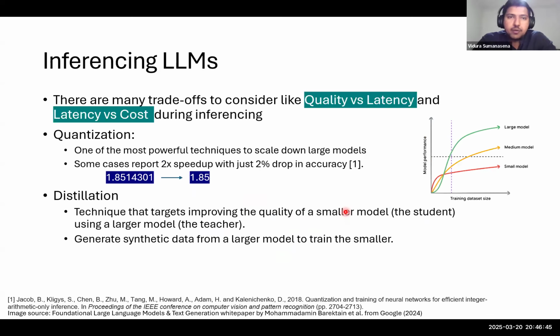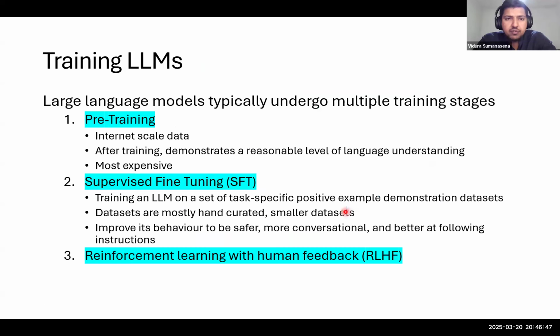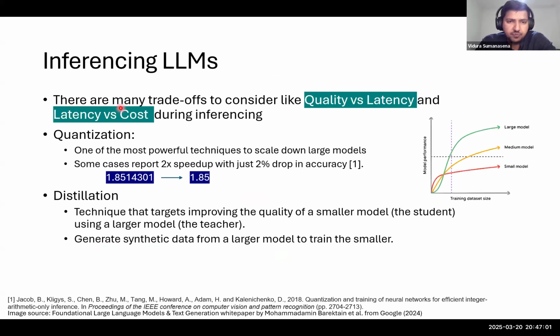All right, so that's about training. Pre-training costs the most. SFT and RLHF are less costly. These are things they do monthly, but pre-training is something that they do once or twice a year.